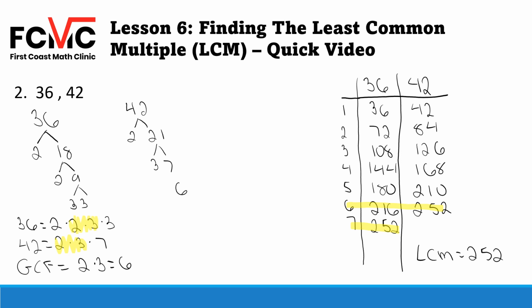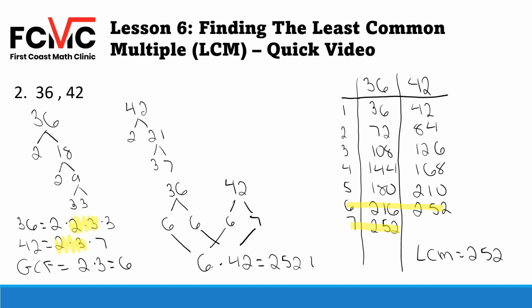So let's take that 36. So we can get 6 and 42 and 6. So that's our GCF. So let's pull out our GCF, which is 6. And 6 times what is 36? Well, it's 6. 6 times what is 42? It's 7. And then we want to multiply our remaining factors. So 6 times 7, we're going to get 42. 6 times 42 is 252, which is our LCM.